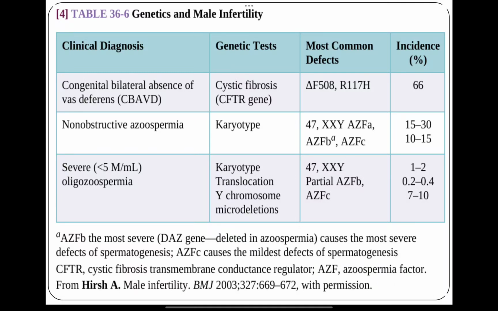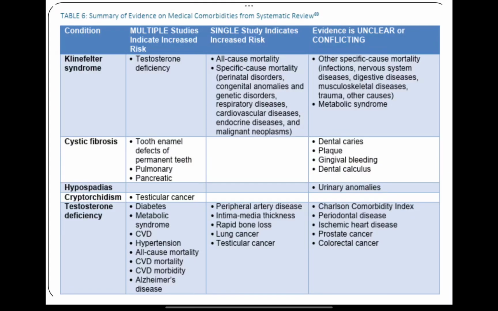It can be seen when we do a karyotype and the genotype is XXY, that is Klinefelter syndrome, and AZFa, AZFb, AZFc. So this is azoospermic factor mutation, and AZFb is the most severe. The DAZ gene is deleted in azoospermia, hence there is a defect in spermatogenesis. Severe oligospermia, when the count is less than 5 million per ml in the semen sample, we order the karyotype for translocation. Y chromosome microdeletions can also be detected, but the incidence is very low, 1 to 2% only.